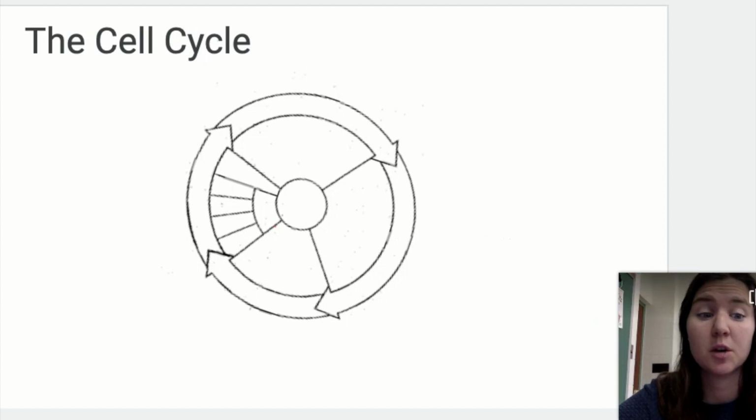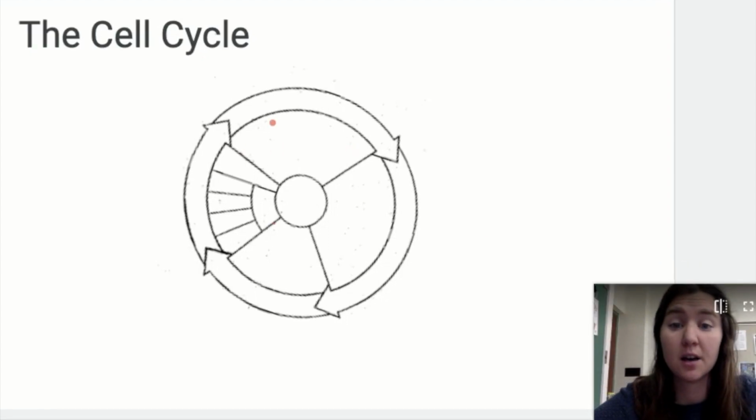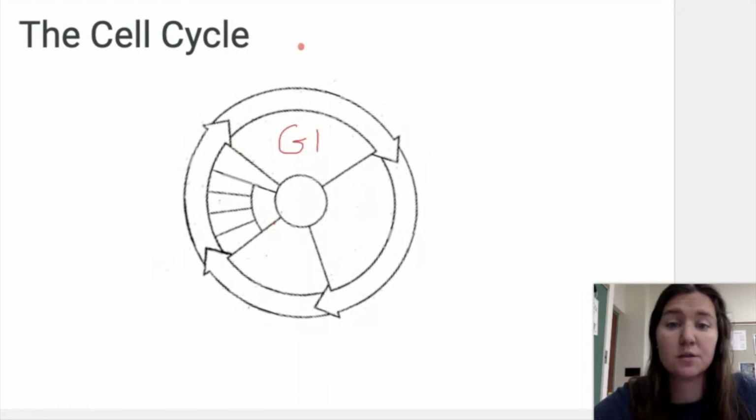All right, so the first phase of the cell cycle is called G1. This stands for gap 1, and this is when the cell grows a lot.